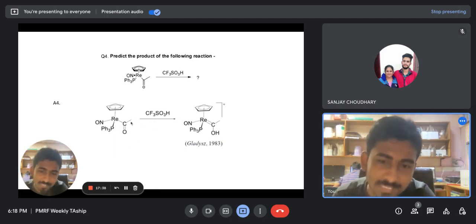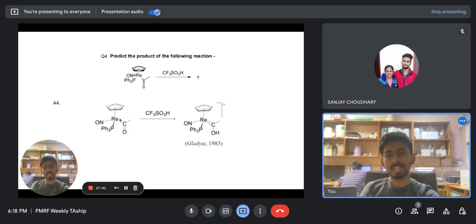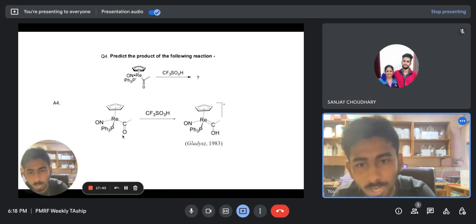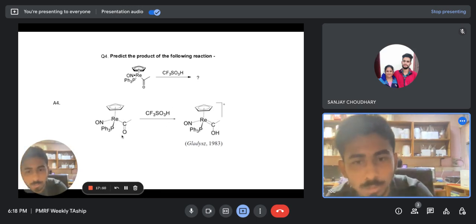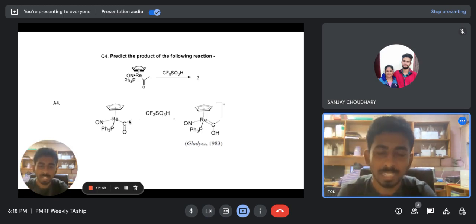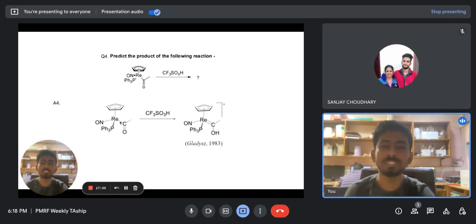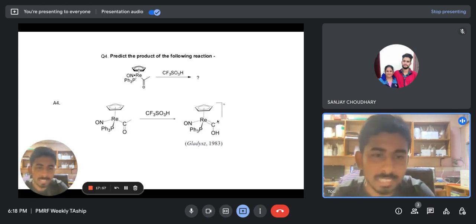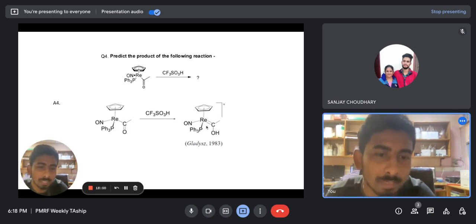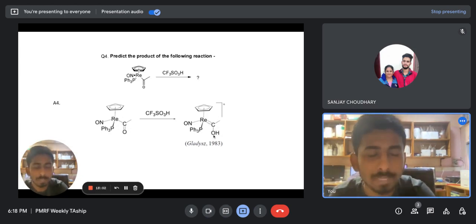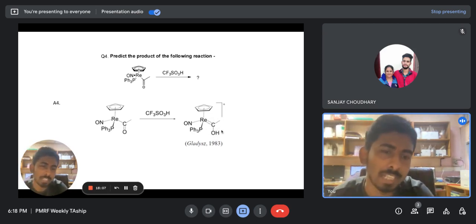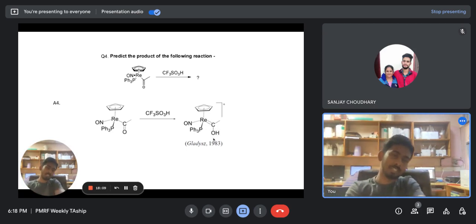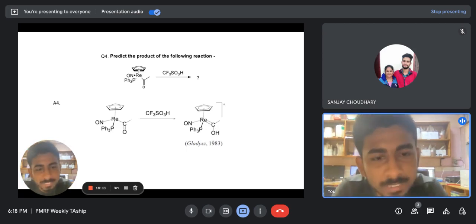Now this oxygen of this acyl moiety that is bound to the rhenium center is hard in nature, because oxygen itself is a hard center, and this trifluoromethane sulfonic proton is also hard. So this oxygen will be bound to this H, and this double bond will be shifted between this rhenium carbon bond, and this carbene carbon kind of system will be formed, and this oxygen will then be treated as an OH or hydroxyl moiety.